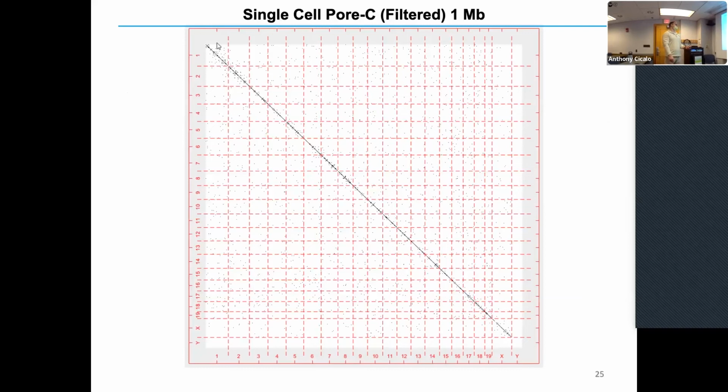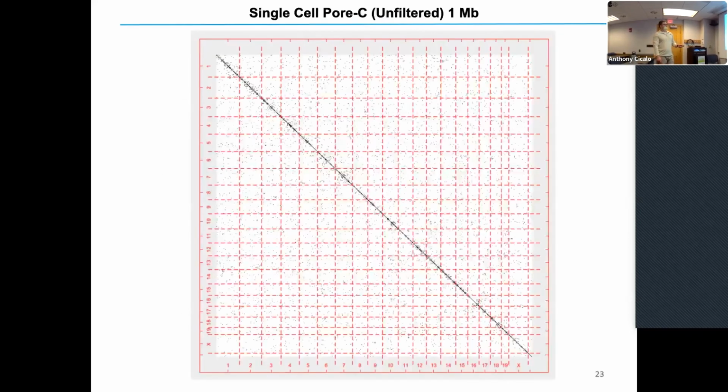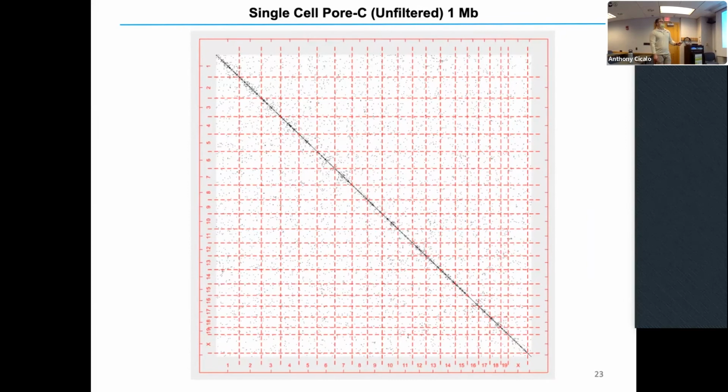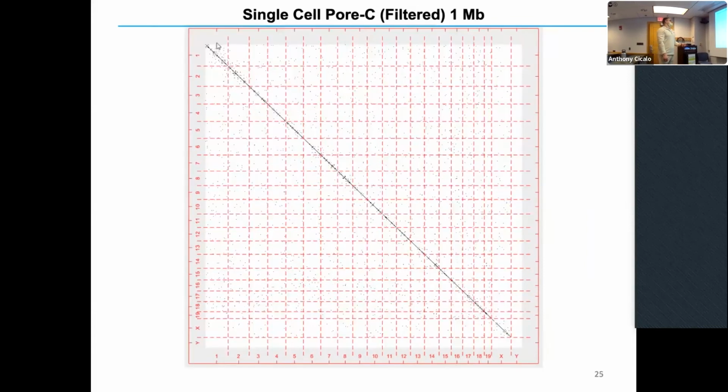So this is what single cell 4C looks like filtered at 1 MB, and this is what it looks like unfiltered. Unfiltered, it seems as if all chromosomes are interacting with each other. Once you've used a single cell filter to visualize it, you don't see that.